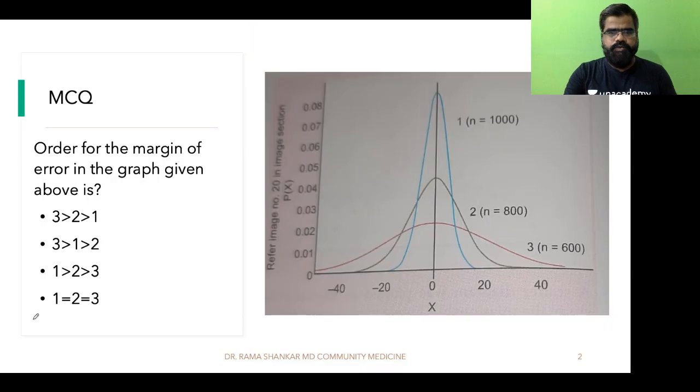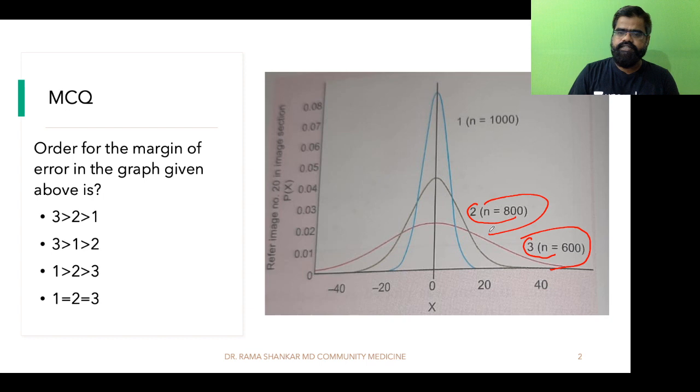The first question asks for the order for the margin of error in the graph given. There is an image asking what the margin of error is. There are three graphs: 3, 2 and 1. The sample size of the third graph is 600, the sample size of the second graph is 800, and the sample size of the first graph is 1000.